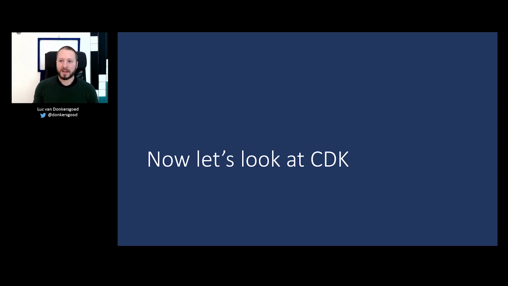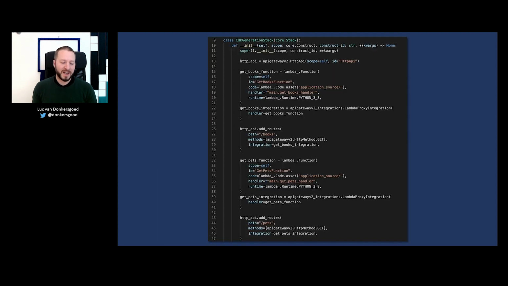And first let's look at a simple example that generates exactly the same CloudFormation that we just saw, but now defined in Python. So we have our CDK generation stack here. And first, in one single line, we define the API gateway, and this automatically generates the default stage as well. And then we have the getBooks function, which points to the application source and sets some variables like which Python version it runs. We create a books integration that points to the books function, and then we add a route to the HTTP gateway that points to that integration.